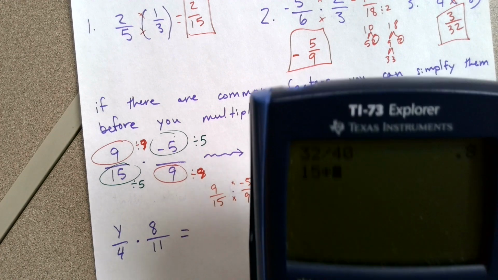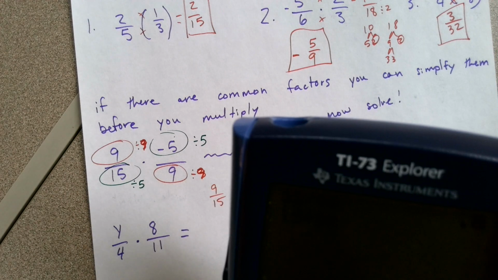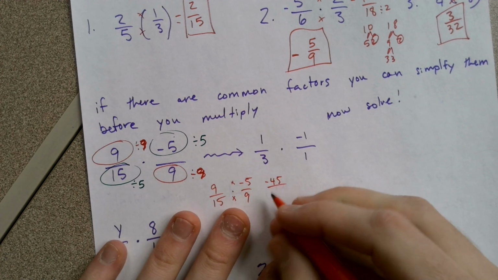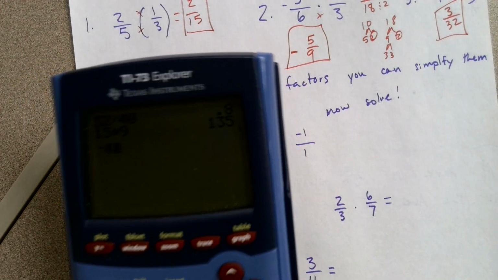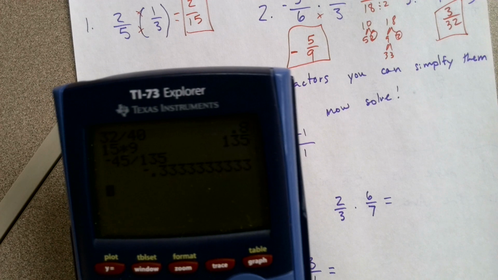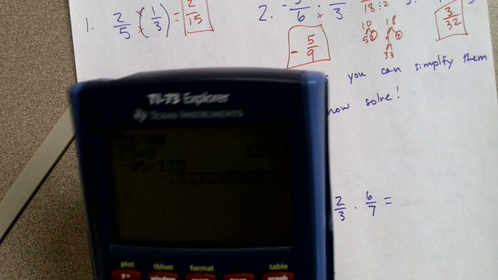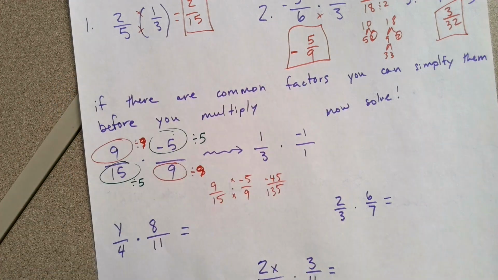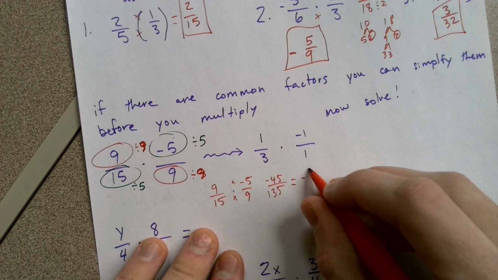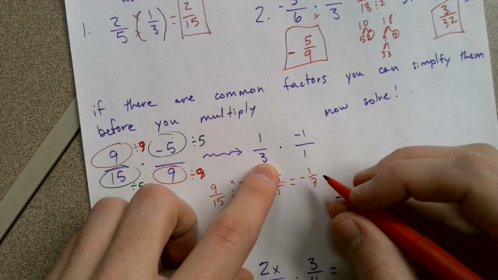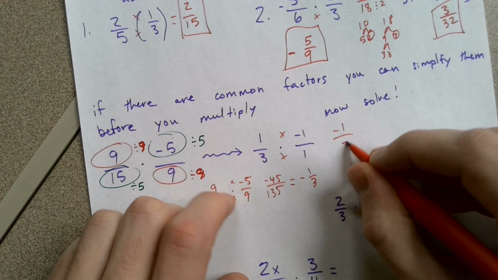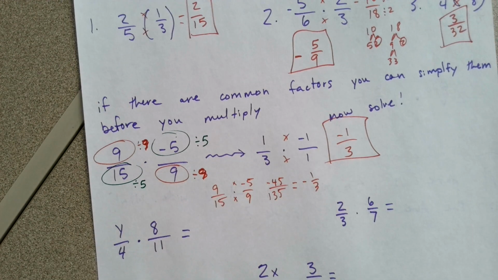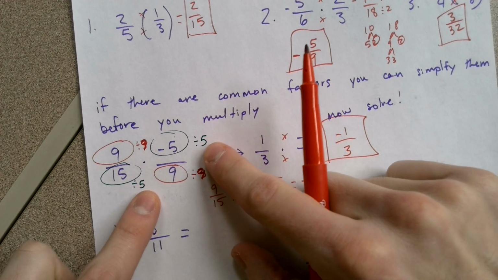15 times 9, 135. I'm not going to go through steps of simplifying that right now. I'm just going to punch it in my calculator for the sake of time. And right there, we've got -1/3. But after we simplified this, let's do it this way. -1 on top, 3 on bottom, negative 1/3. So we can take those steps to divide those common factors out.